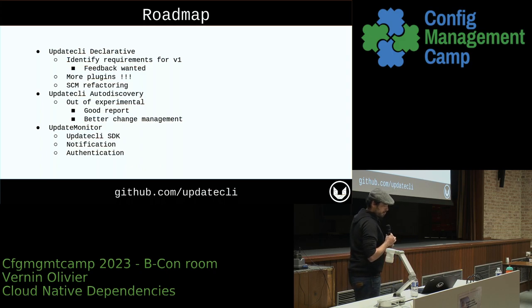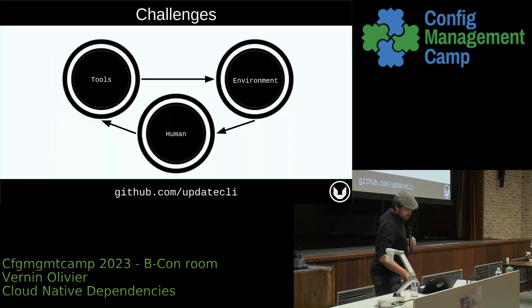Before we go to the challenges that we face, update CLI, we use it to redefine what the update scenario is, and we try to adapt based on the situation. On what's coming on the update CLI, we are currently thinking about having a V1. So if you have some opinion about things missing, I'm open for feedback. Otherwise, we are planning to add more plugins as we go. On the auto discovery, we are still in the process of better learning how to use that and how we want to automate updates.